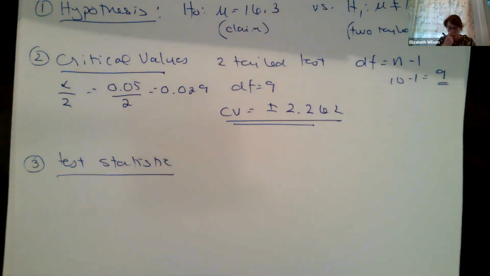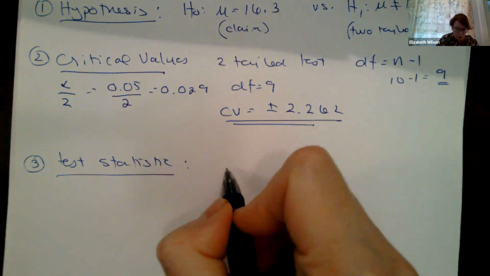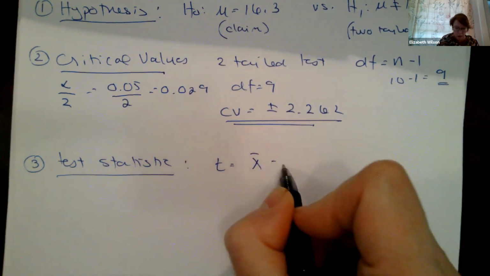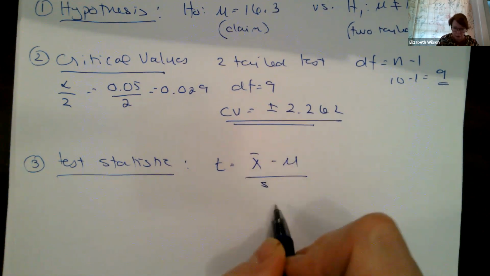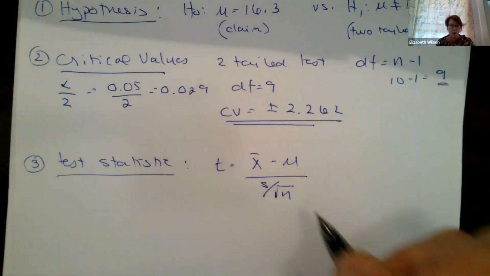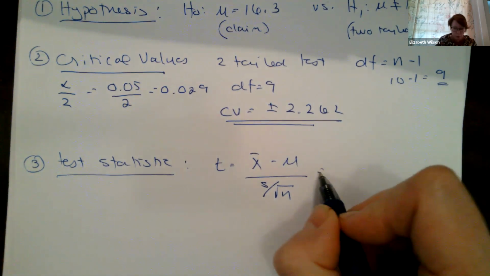This comes from that formula that we came up with for t. So t is our sample mean minus our population mean, this is our hypothesis, all over the sample standard deviation divided by the square root of the number of samples that we have. So let's plug in.